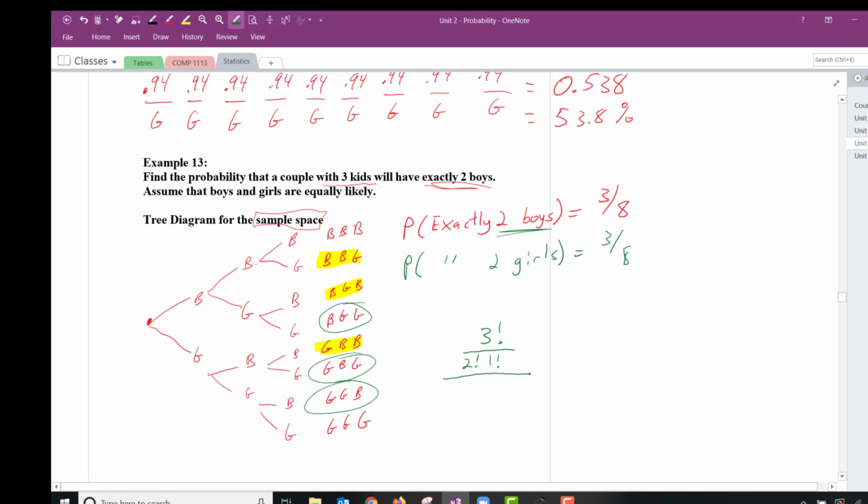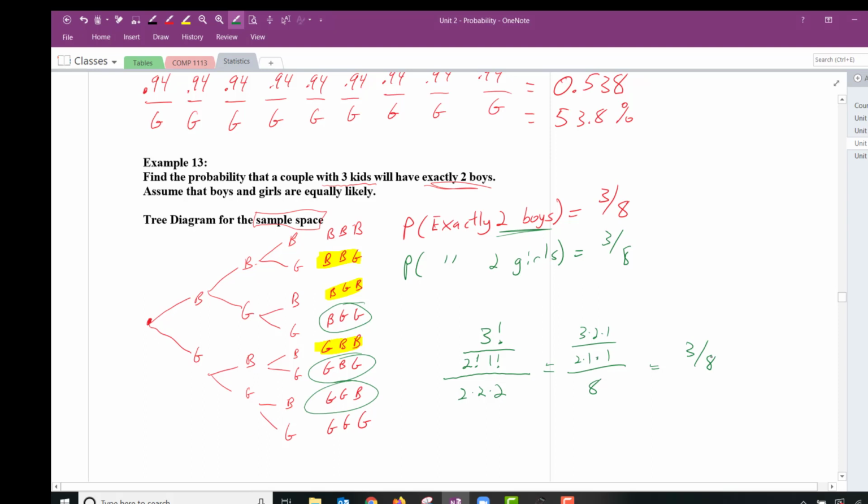Then divide that by the total number of things you can end up with. You have 2 choices for your first kid, 2 choices for your next kid, 2 choices for your next kid. So 8, 2 times 2 times 2. So we could solve this using our other techniques here. The numerator there is 3 times 2 times 1 over 2 times 1 times 1, all over 8. And stuff cancels, and you get 3 out of 8.